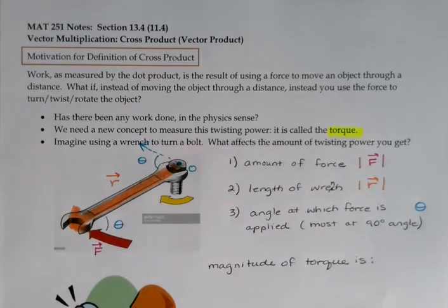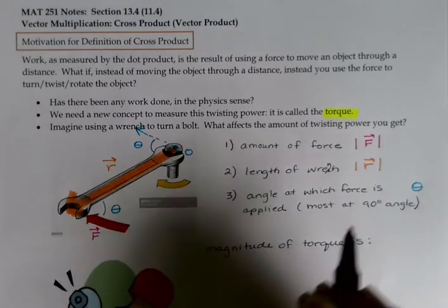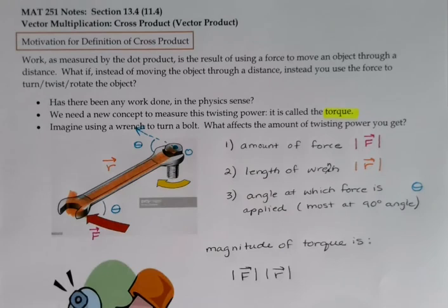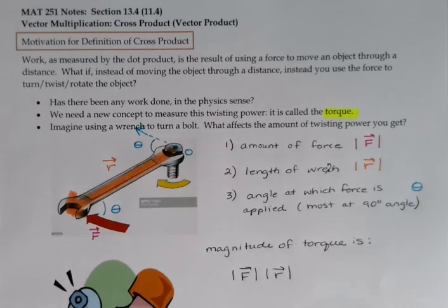And it will make sense, hopefully, that we're going to want to incorporate all three of these items. So let's just go ahead and put in as multipliers the magnitude of F times the magnitude of R. Both of those contribute to how much torque or twisting power we get. And then typically we don't just put in theta, right? Usually it's a trig function of theta. With the dot product, it was cosine. But let's think about what would make sense here.